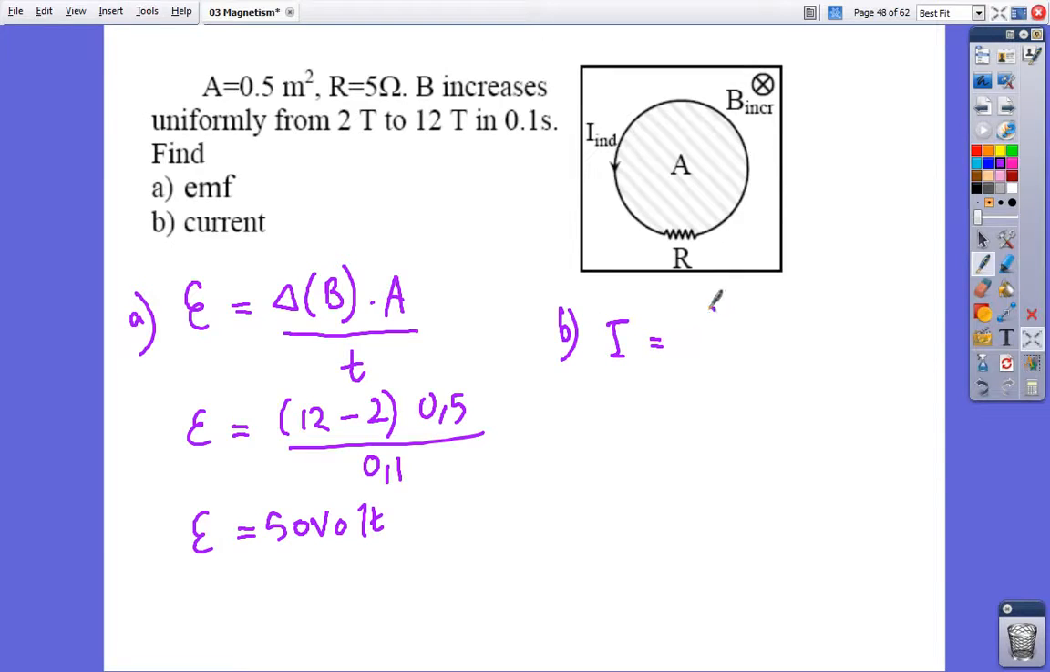And then what is the current? Current is EMF over resistance. EMF is 50 volt over R, here 5 ohm. So we have 10 ampere.